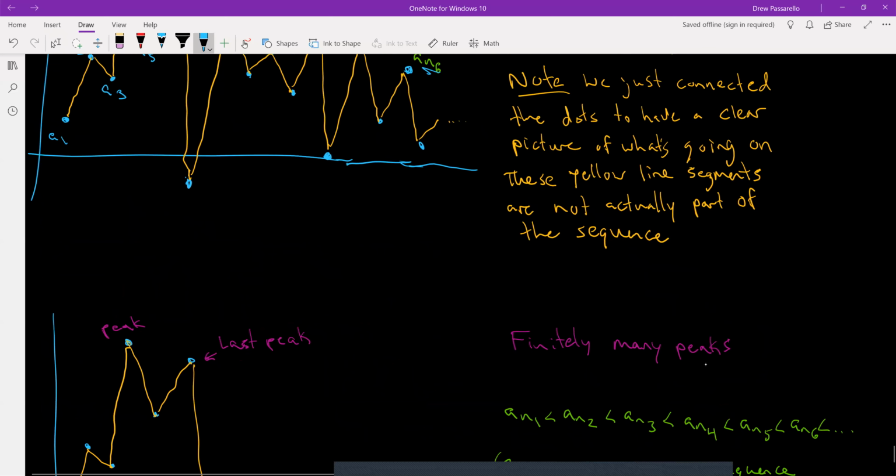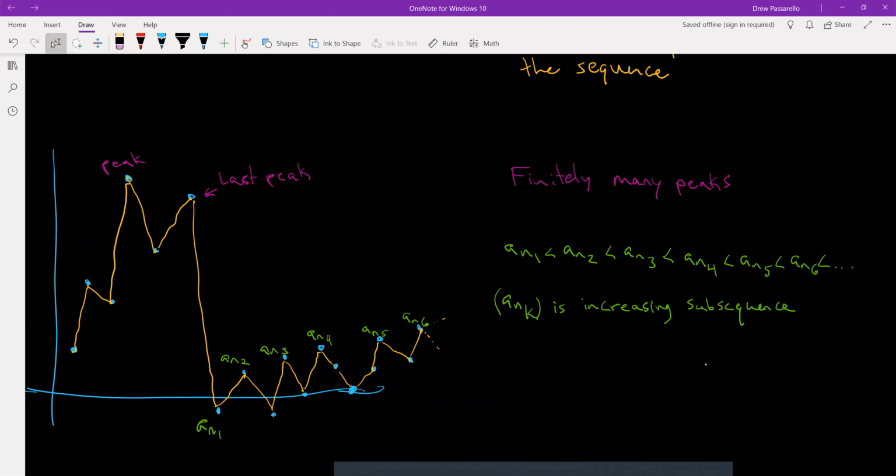Now here's a different picture, and in this picture, this has finitely many peaks. So this is a peak. Our sequence starts here. Okay, so I have these finitely many peaks. After I go from the last peak, then I can form a subsequence that you see in green, where I'm picking the terms a_n1, a_n2, and so forth, and notice that it's an increasing subsequence when I do that.